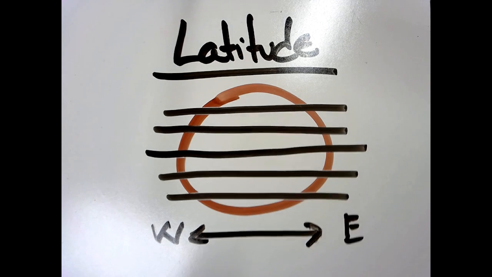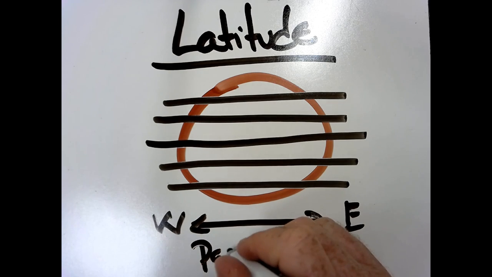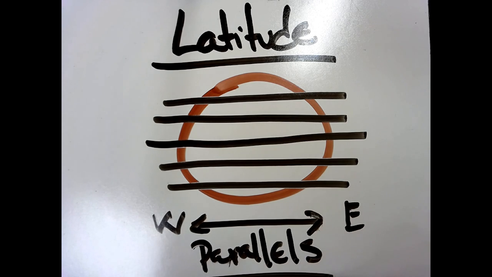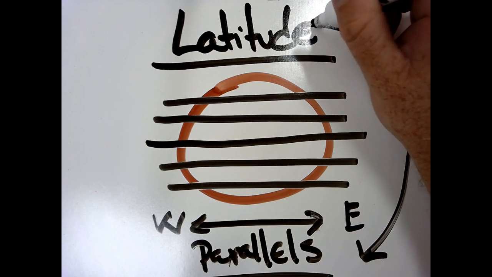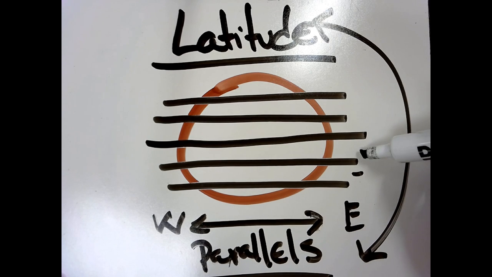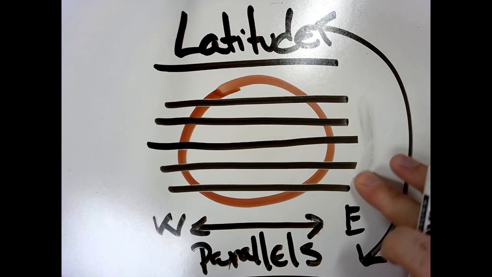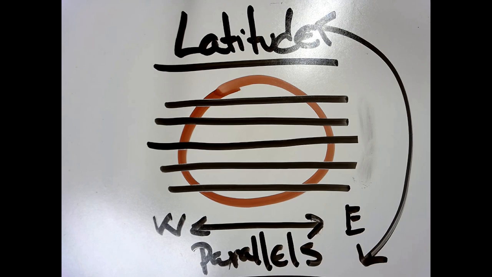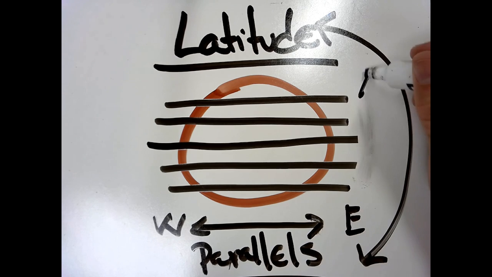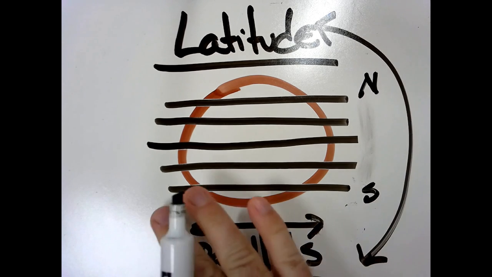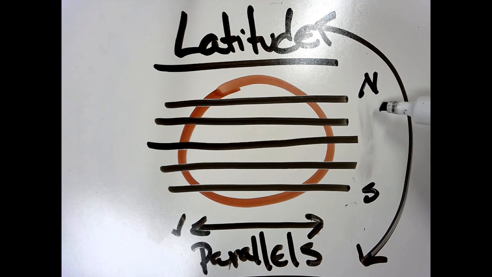And oftentimes what you'll hear people refer to them as is parallels. Okay, parallels. So latitude and parallels, those two terms are synonymous because if you look at each of these lines, they all are parallel to each other. So that's why we refer to them as parallels, okay? And once again, they run east to west or west to east. So you can see them running, I guess what you would call horizontally, but what they actually measure is north to south, okay? So don't get confused. Even though they run this way, it's important to know that they measure north to south.